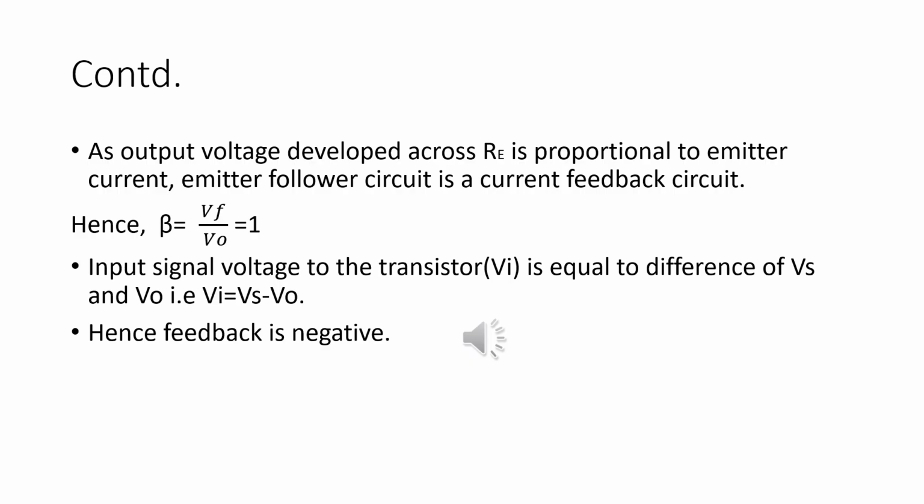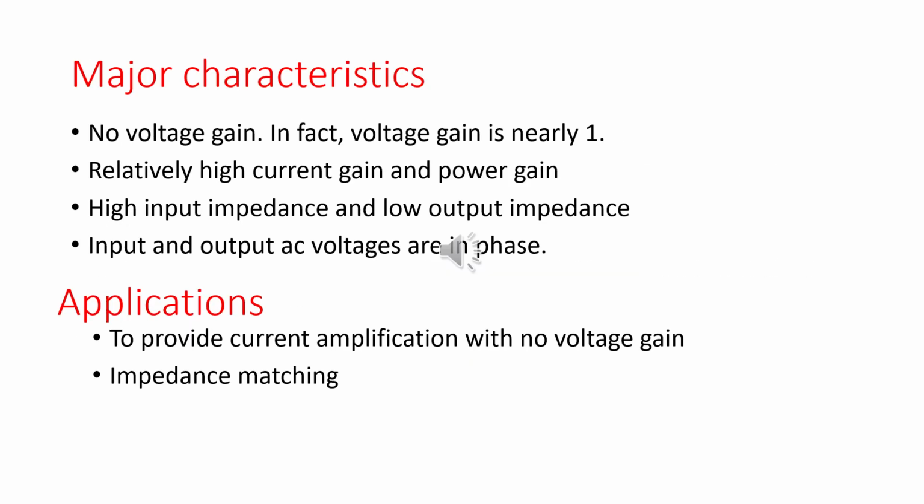So, here the feedback is negative, as we have the input voltage as the difference of the signal voltage and the output voltage. We say the feedback is negative. So, the emitter follower circuit is a negative feedback circuit and a current feedback circuit. To tell about the major characteristics of the emitter follower circuit, it has no voltage gain, or we can say its voltage gain is nearly equal to 1.